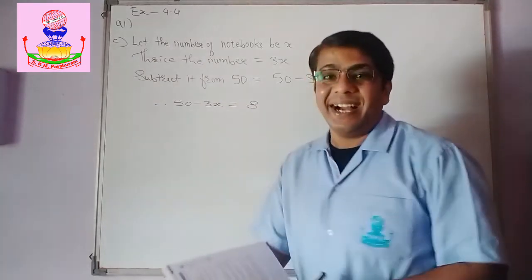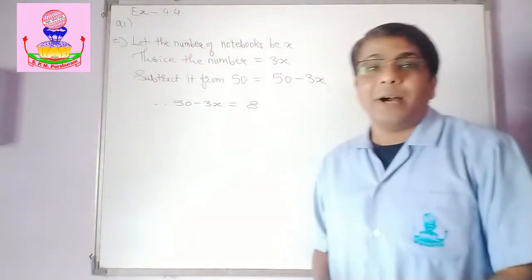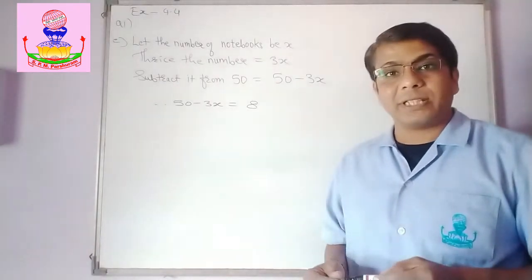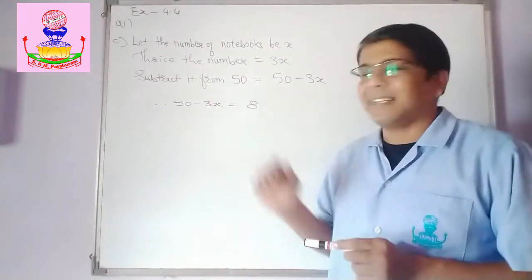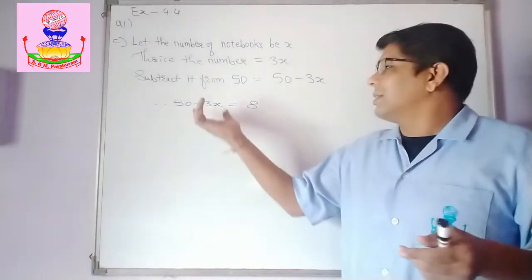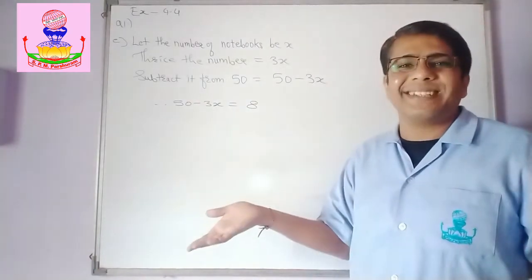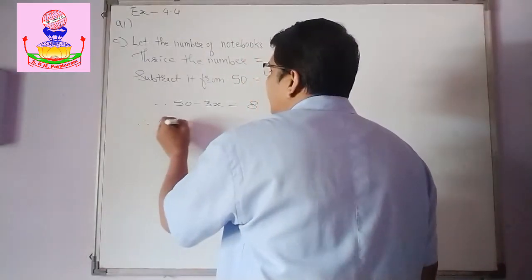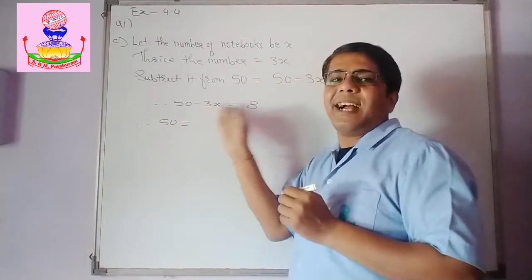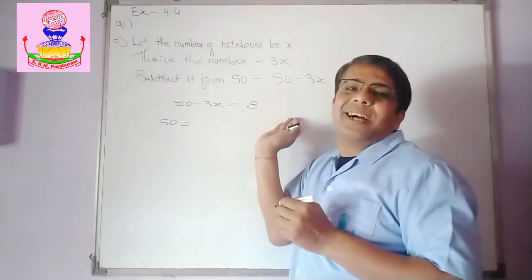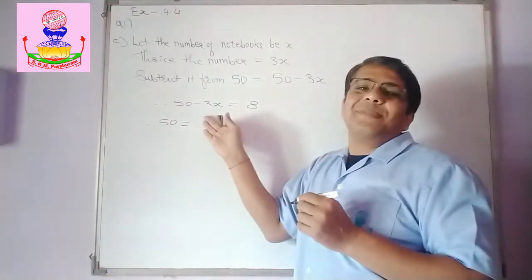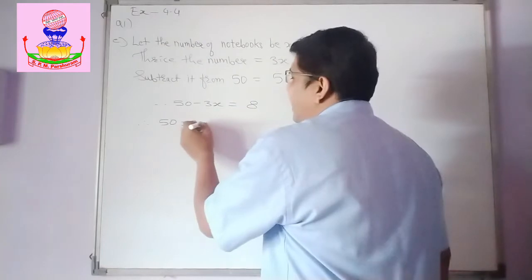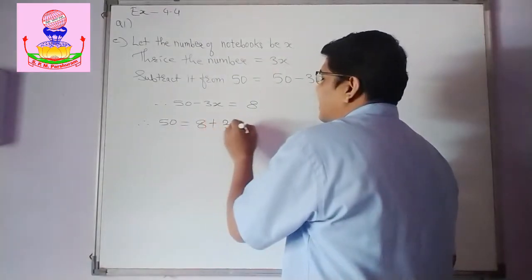Oh my God. यहाँ पे तो उल्टा हो गया. Right? अभी तक हम लोग क्या करते थे? नंबर सब्सट्रैक्ट रहता था. यहाँ पे ऐसे आ गया. तो क्या करना है? Simple thing. Take this to this side. Transpose it. So therefore, 50 is equal to, ये यहाँ पे आ जाएगा. तो क्या होगा? Opposite of minus is plus. So 8 plus 3x.